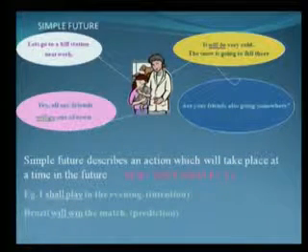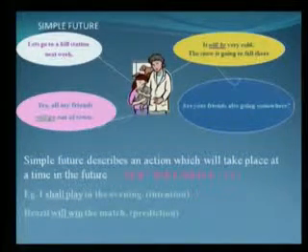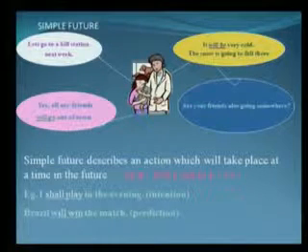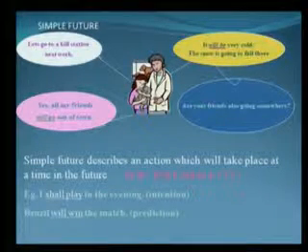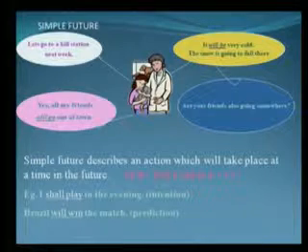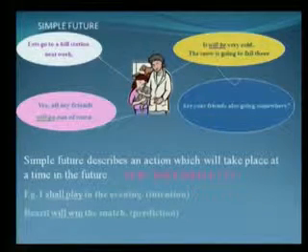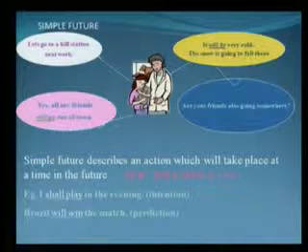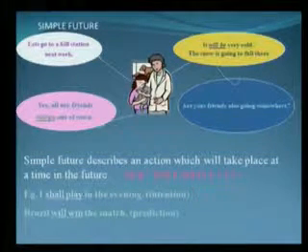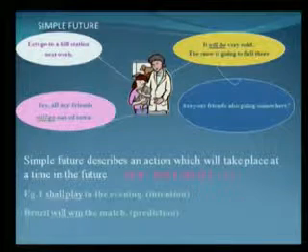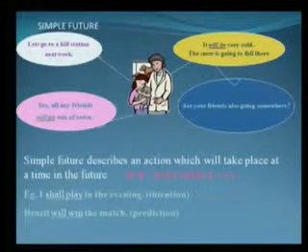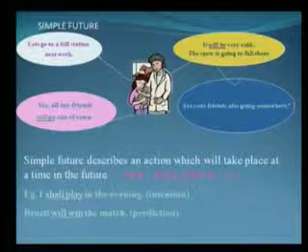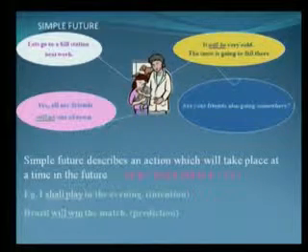Coming to the future tense. You can see very well on the slides. Let's go to the hill station next week. It will be very cold. The snow is going to fall there. Are your friends also going somewhere? Yes, all my friends will go out of the town. Simple future describes an action which will take place at a time in the future.